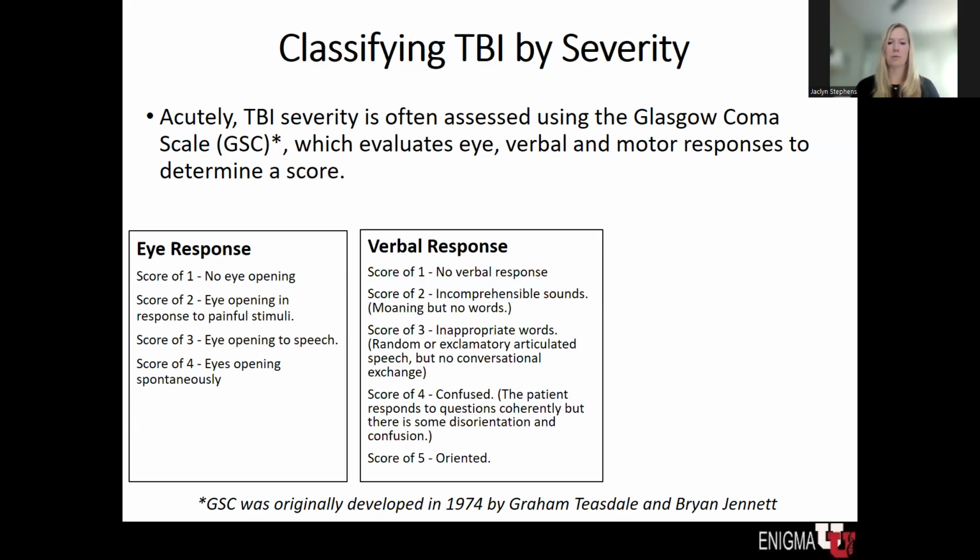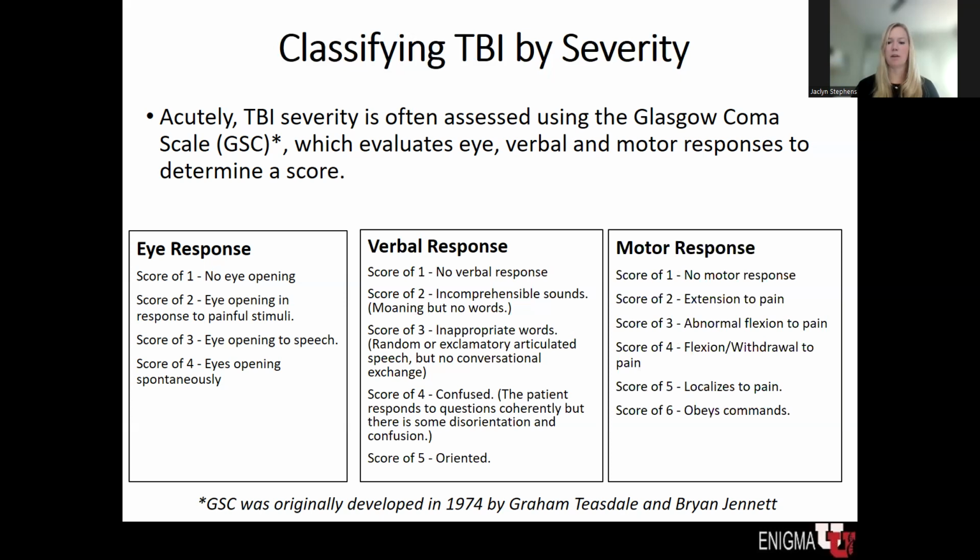Similarly, for verbal response, a score of 1 is no verbal response. A score of 2 is incomprehensible sounds, where you might see moaning but no words. A score of 3 is inappropriate words, such as random or exclamatory articulated speech but no conversational exchange. A score of 4 is confused. The patient is responding to questions coherently, but there's some disorientation and confusion. And a score of 5 indicates that they're oriented and responding that way.